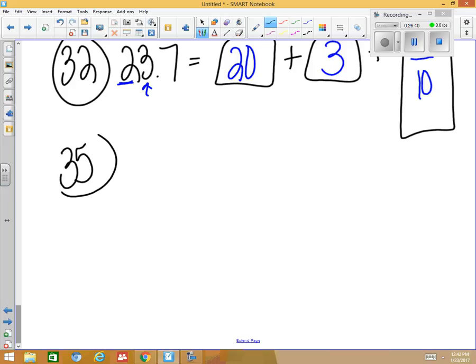35. Quiet. 35 says the digit 6 is in the blank place. What place is that 6 in, Aiden? Tenths. This is how you write tenths. Is tens different than tenths? Yes. Is a $10 bill different than a dime? Yes. They both have 10, but 10 cents and $10, way different, right? Same thing with tens and tenths.